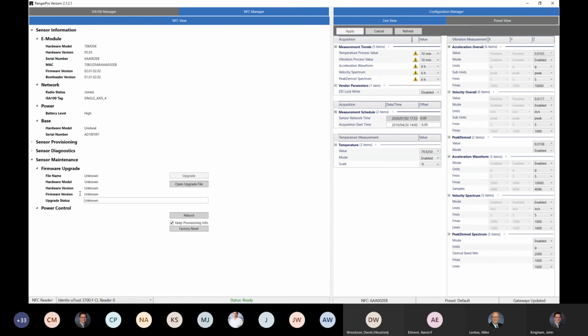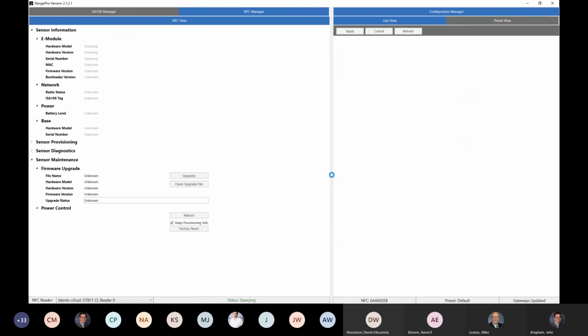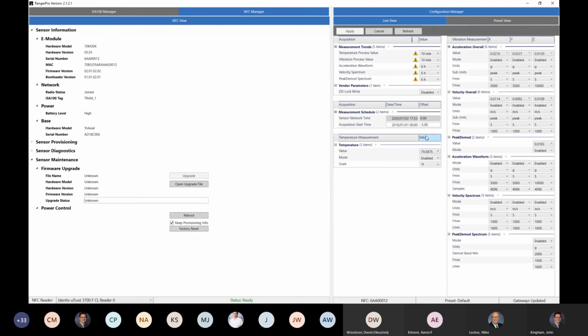I'm going to go into sensor maintenance, and, oh, by the way, look at this. My office, it's disgusting, 80 degrees. I need to turn my air conditioning up. But at any rate, I'm going to reboot this, and I'm going to take it off of the pad. And I've got another Ranger Pro sensor here, and I'm going to put it on the pad, and we'll take a look at it.